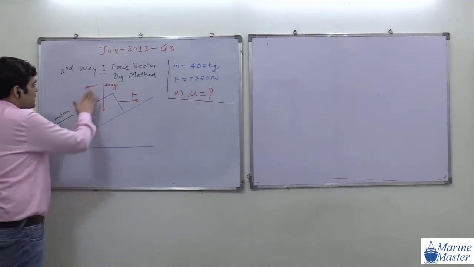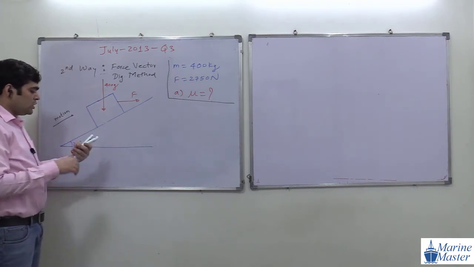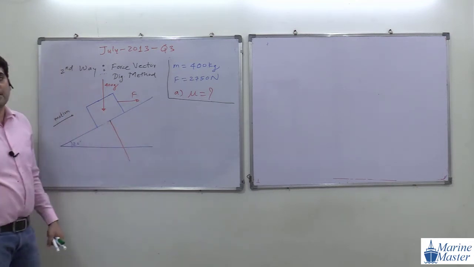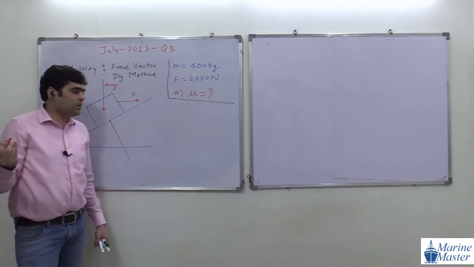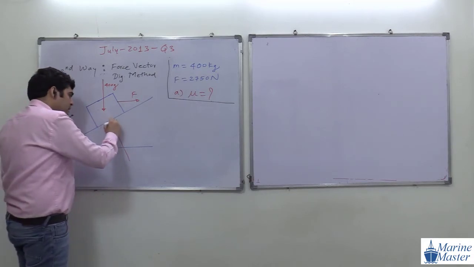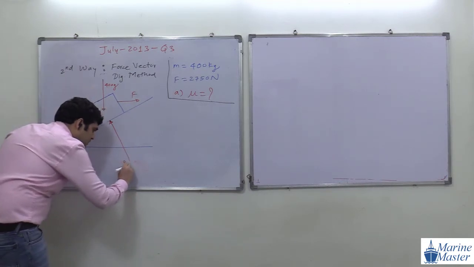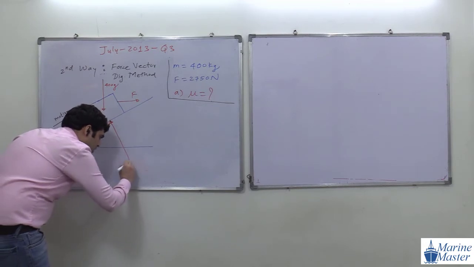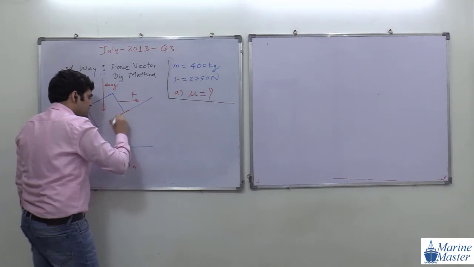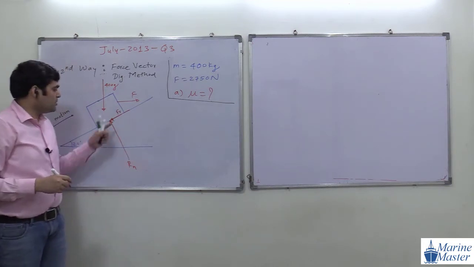Now what will be the scenario here, guys? The object tries to go down, but this plane will not allow the object to go down. So there will be normal reaction. And what is the meaning of normal? Normal means perpendicular to the plane. So this normal reaction is perpendicular to the plane. This is our Rn. Rn stands for normal reaction. Now there will be friction force. What about the friction force? Opposite to the motion and along the plane.